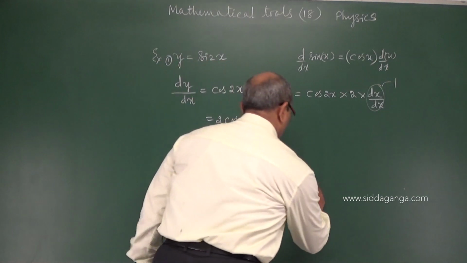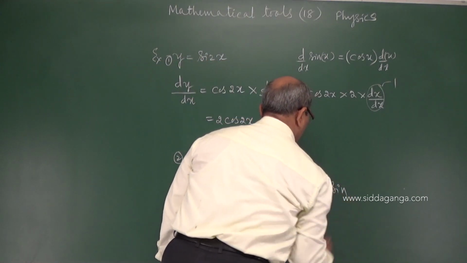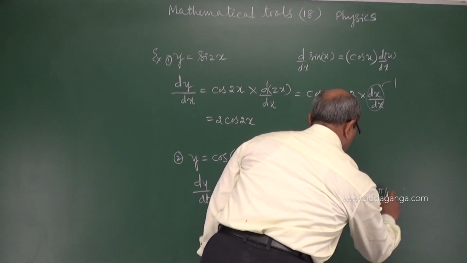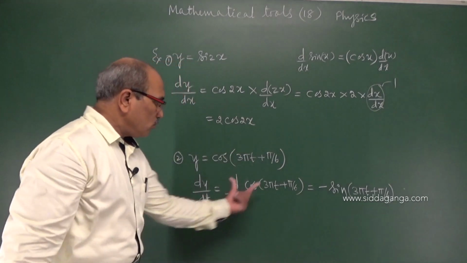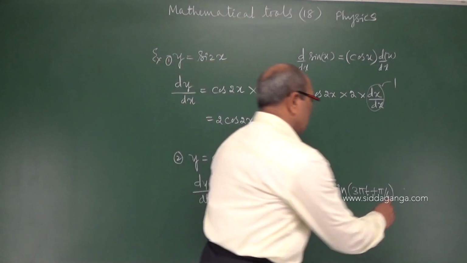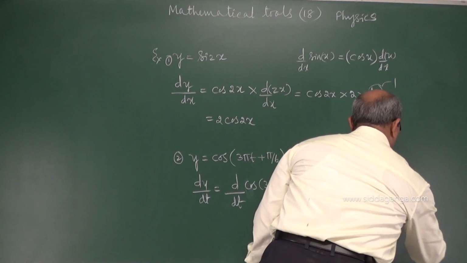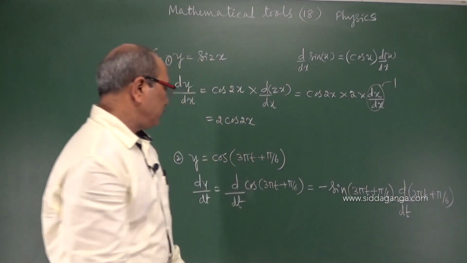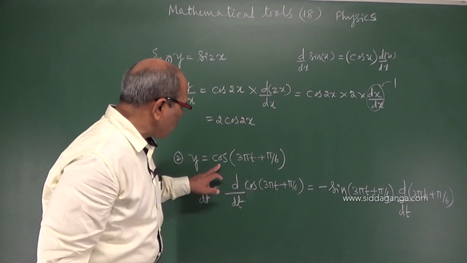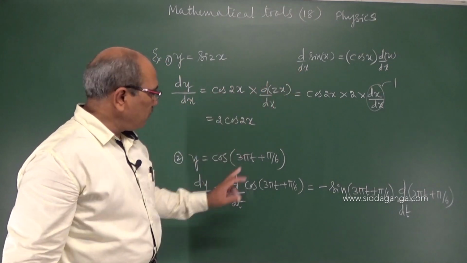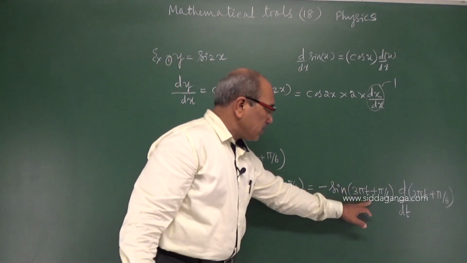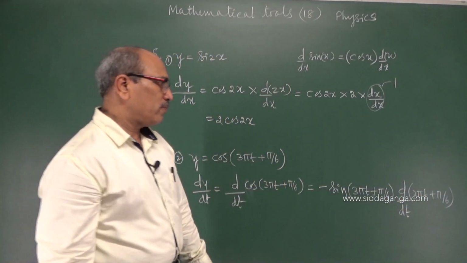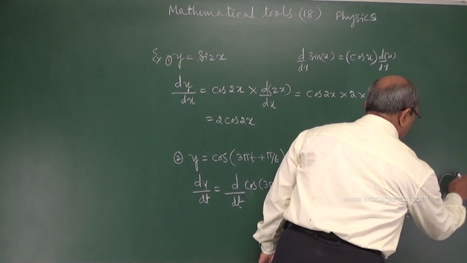So again, cos is minus sine, same 3 pi t plus pi by 6, into differentiation of this term, that d by dt of 3 pi t plus pi by 6. This is the u term: if you take cos u, it is minus sin u into d by dt of u. You know pi by 6 is a constant, its differentiation is 0.